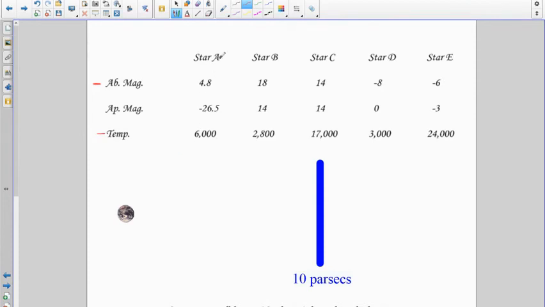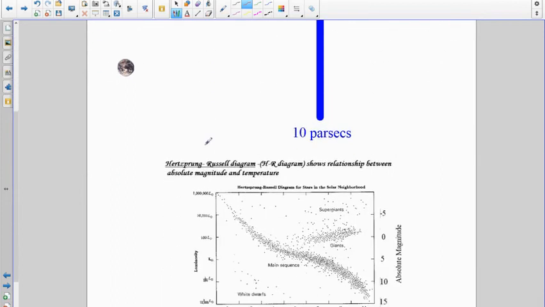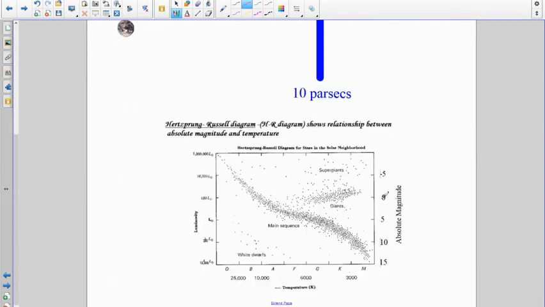Okay, so for star A, the absolute magnitude is 4.8 and the temperature is 6,000. So 4.8 is pretty dim and 6,000 is mid-range for temperature. If I look over here, 4.8 is right around 5, so it's going to be around this area going across. And then 6,000 is right here. So if I go to the point where they intersect, right here would be where star A is.